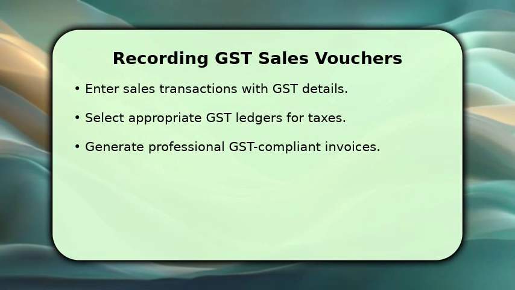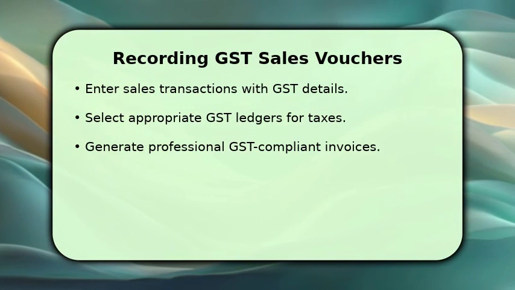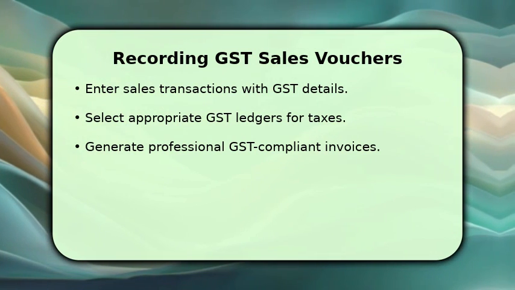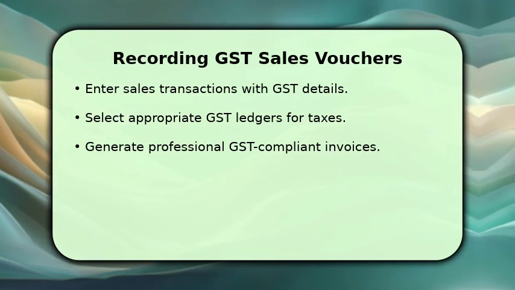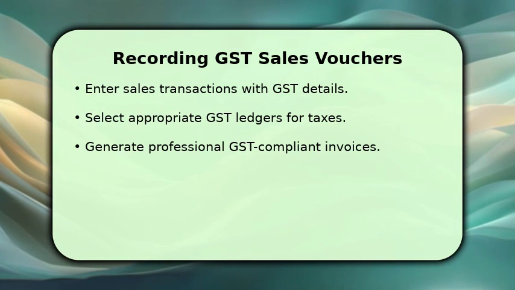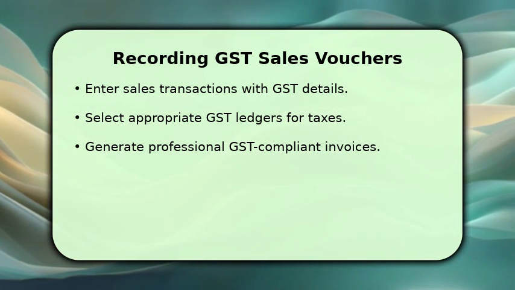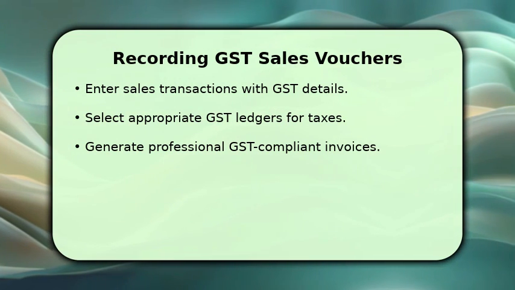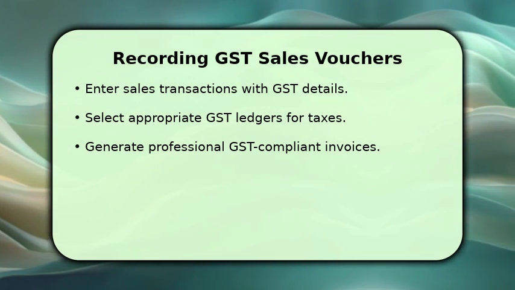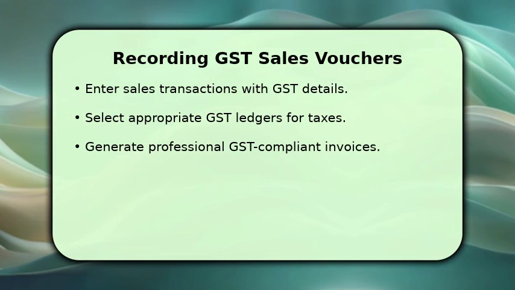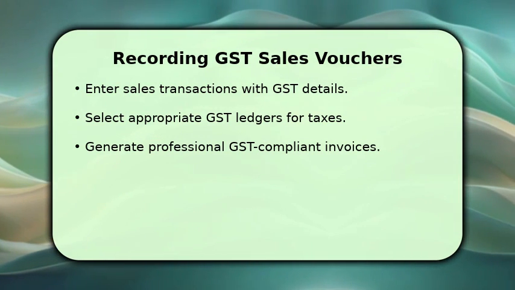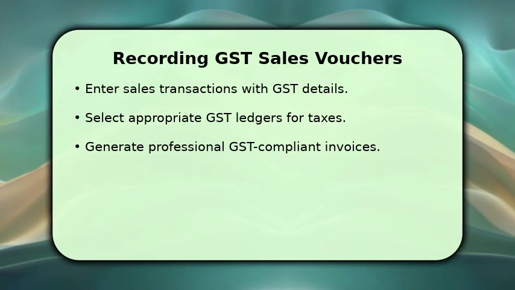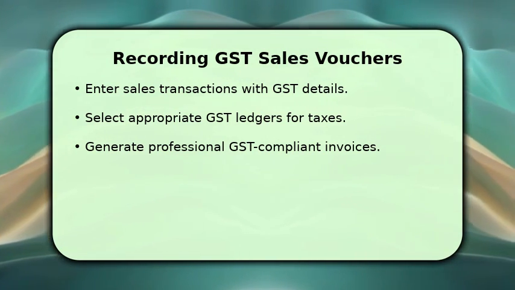Now, let's create a sales voucher with GST. Go to Vouchers and select Sales. Enter all the necessary transaction details, including the customer information and the items sold. As you add items, Tally will automatically calculate the central GST and state GST based on the rates you've defined. Ensure you select the correct GST ledgers for these taxes. Finally, save the voucher to generate a professional, GST-compliant invoice ready for your customers.